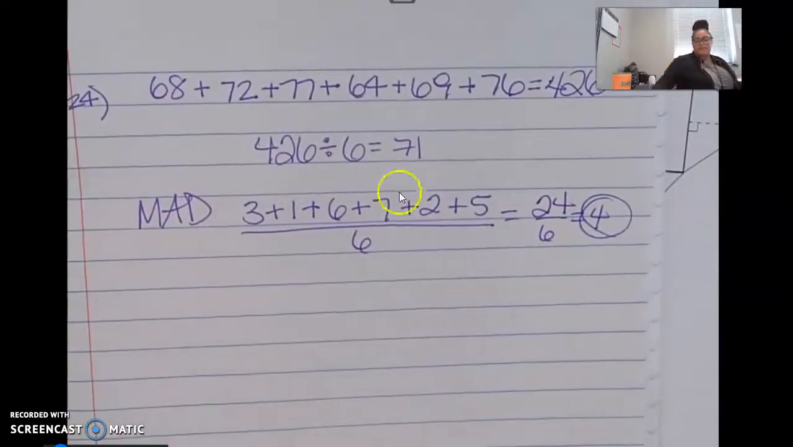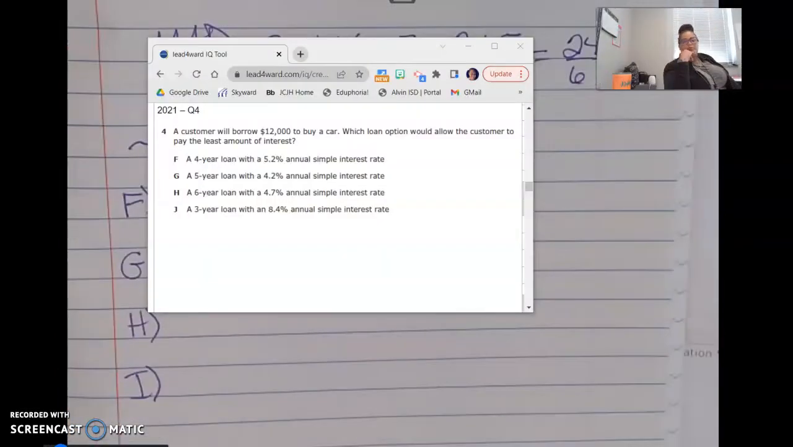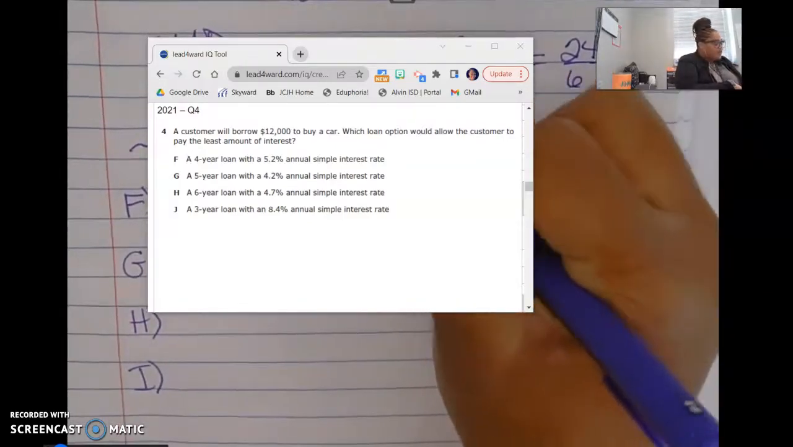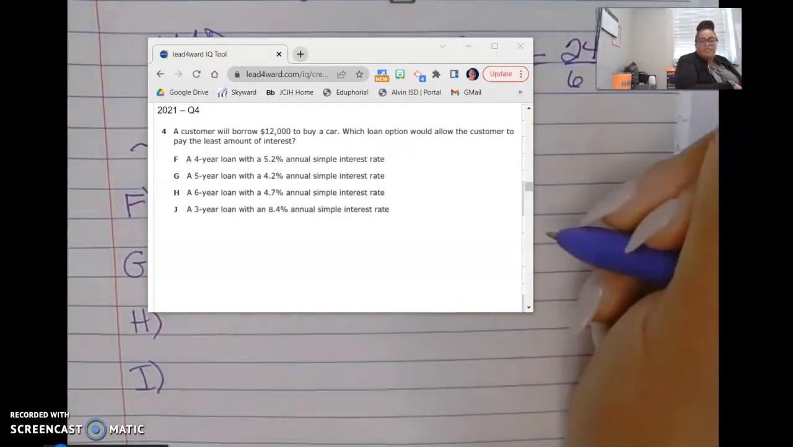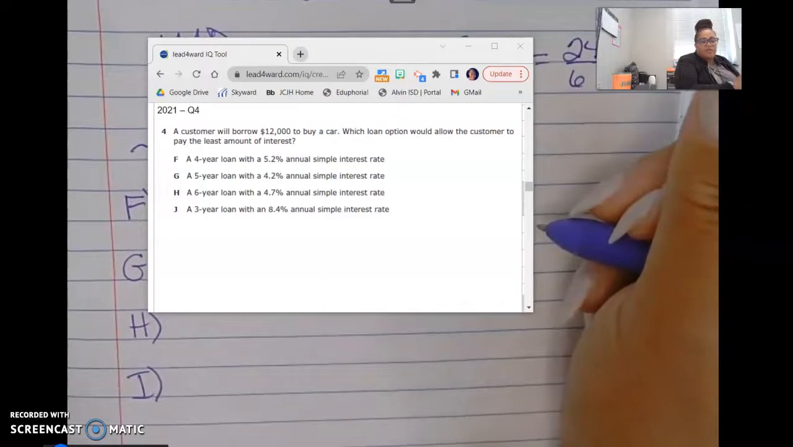All right, now let's look at some interest questions. All right, so I need your attention. Question number 4 says, this is in regards to interest. A customer will borrow $12,000 to buy a car. What's my principal? 12,000. 12,000. Okay. Which loan option would allow the customer to pay the least amount of interest?